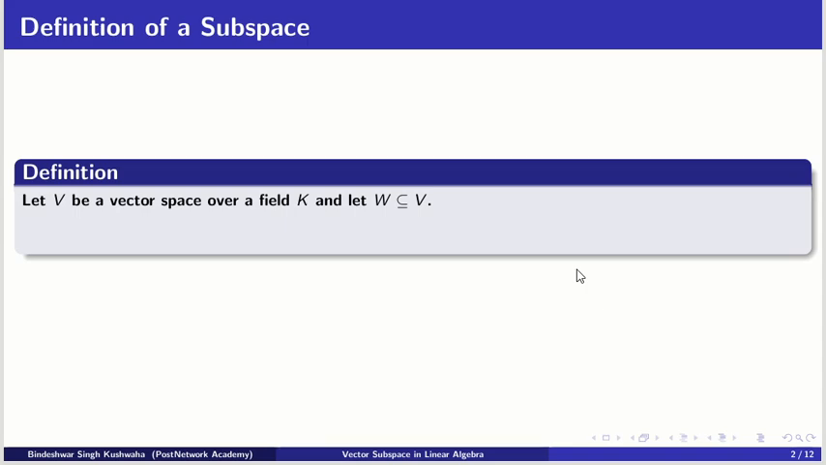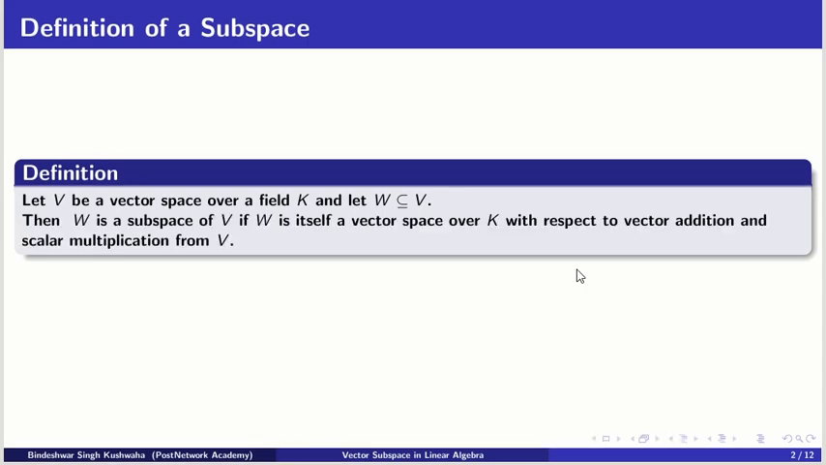So let us understand what is a subspace. Let V be a vector space over a field K and let W be a subset of V. W is a subspace of V if W is itself a vector space over field K with respect to vector addition and scalar multiplication from V. That means it is itself a vector space over K, and the fundamental properties of a vector space are satisfied.